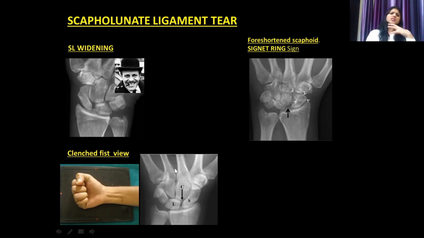Now, sometimes if there is suspicion and the scapholunate joint space widening is not very clear, then a special view known as the clenched fist view can be done. And this is how the patient's hand is positioned for the view. Because of the contracture of the flexor tendons and the musculature here, there will be widening of the scapholunate joint space. And for better assessment, the contralateral wrist can also be examined. The clenched fist view of that can also be taken and compared.